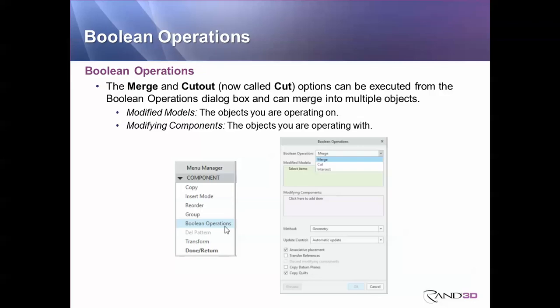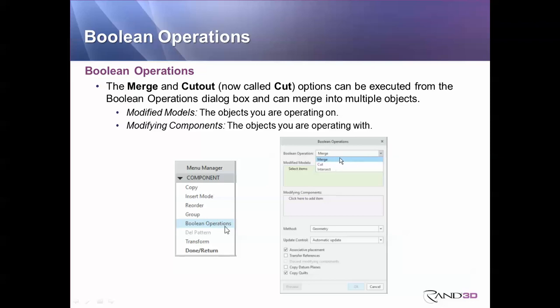You do have an enhancement to your merge and cutout operations from previous versions of the software. The commands are now merged into the Boolean Operations tool. So when you access the Boolean Operations dialog box, in the same way that you got to merge and cutout from old versions of the software, you can select from the drop-down list across the top either merge, cut, or intersect.